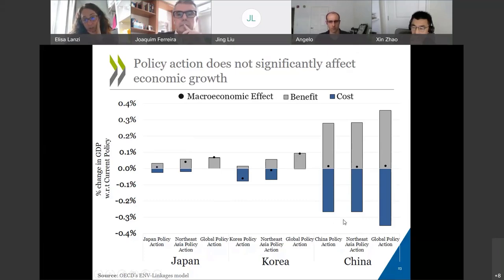In the case of China, the story is a bit different, because what makes the biggest difference is, again, if China undertakes policy action. And then there is an additional effect in the case of global policy action, which comes from both the benefits that come from abroad and the costs due to competitiveness and international trade effects. But I'll walk you through the composition of the effects so as to better explain these results.